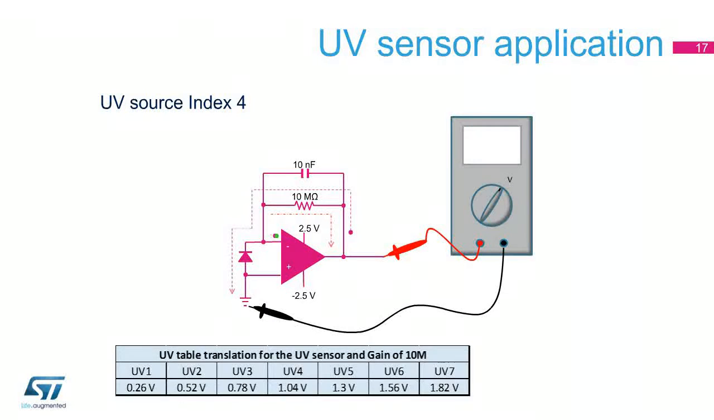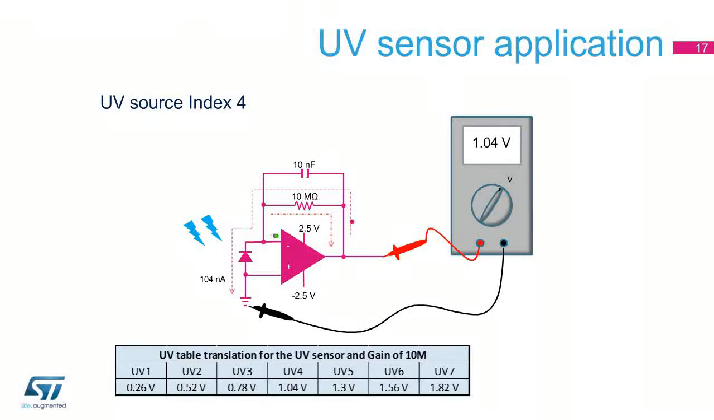In this application, we want to measure UV radiation using a UV sensor. The UV sensor delivers a small current depending on the intensity of the UV source. A transimpedance circuit is used to convert the current delivered by the UV sensor thanks to the feedback resistance of 10 megaohms. The capacitance in the feedback helps to stabilize the system.